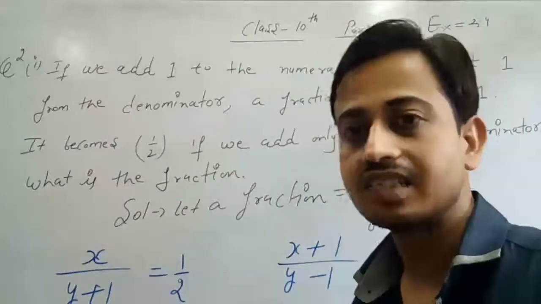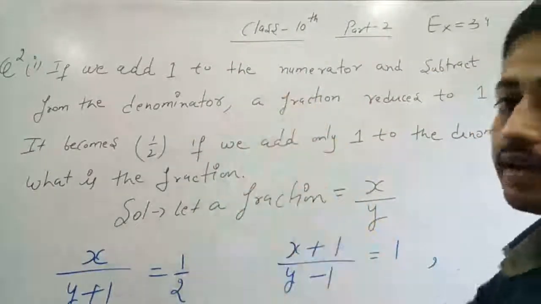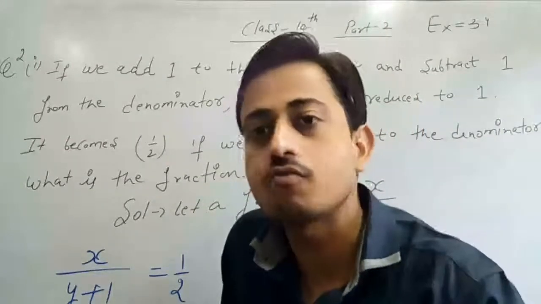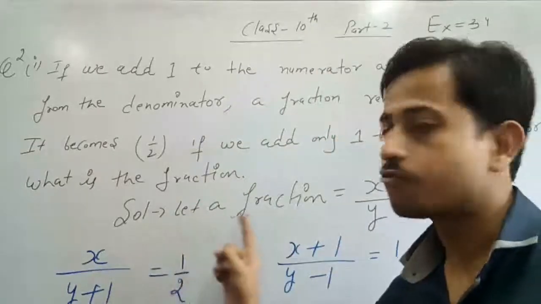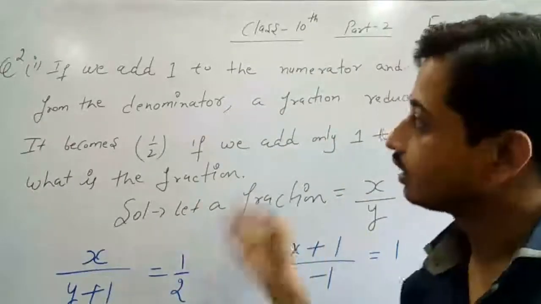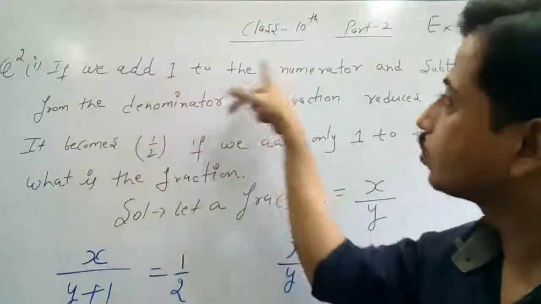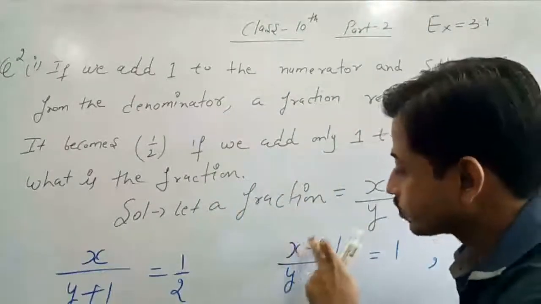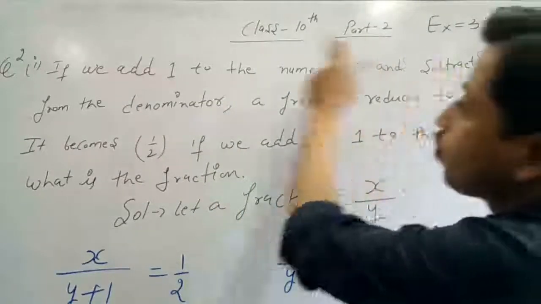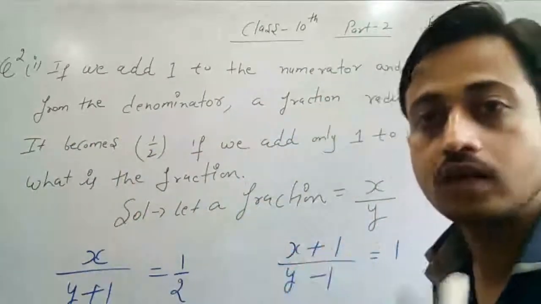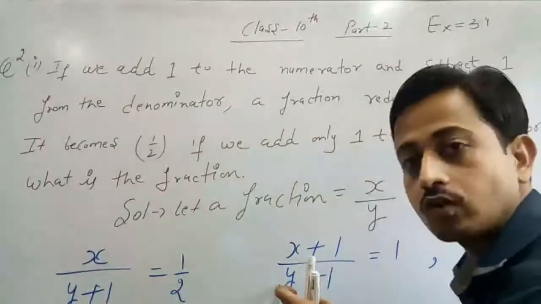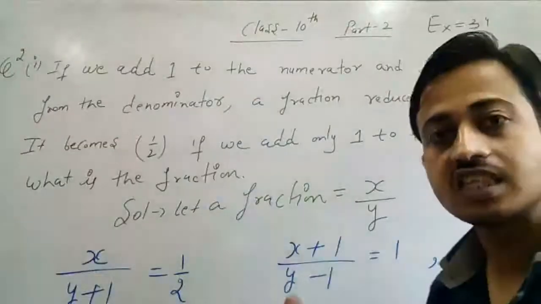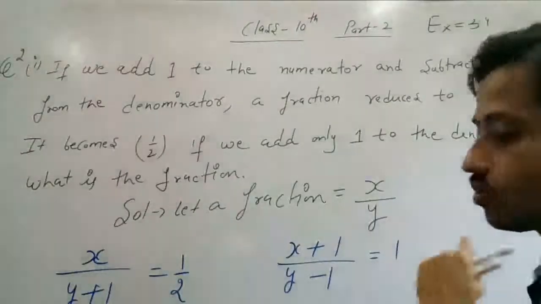Please read the statement again. We have to add and subtract in the denominator and numerator. So first, let the fraction be x by y. Now we add 1 to the numerator. The numerator is x, so it becomes x plus 1. And subtract 1 from the denominator. The denominator is y, so y minus 1. The fraction reduces to 1, which means the fraction becomes 1. So that's why I write 1.